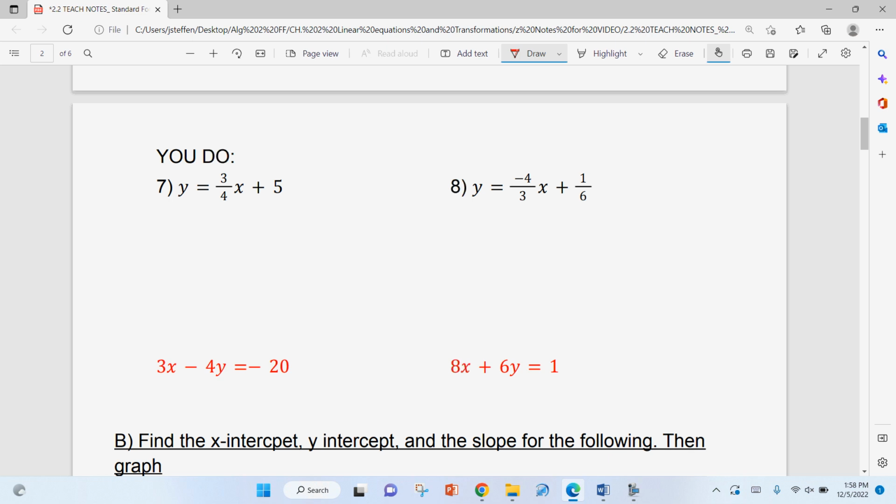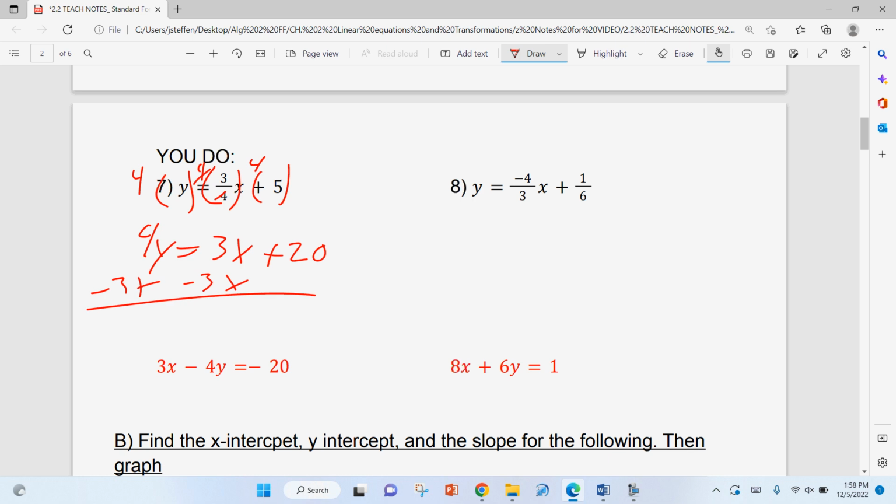So first thing I'm going to do is multiply by 4. Let's get rid of that fraction. So we have 4y is equal to, the 4's cancel, so we have 3x plus 20. Subtract the 3x from both sides, so we have negative 3x plus 4y is equal to 20. But again, you cannot have a negative in front, so we change that negative to a positive, change the positive 4 to a negative 4, and the 20 to a negative 20. That is how you get your answer.